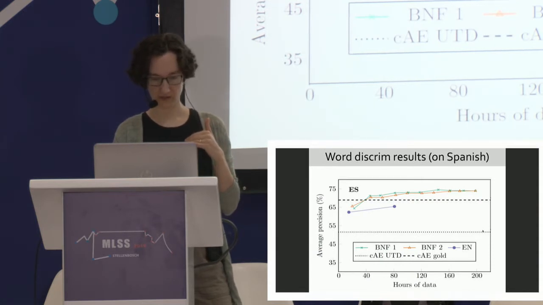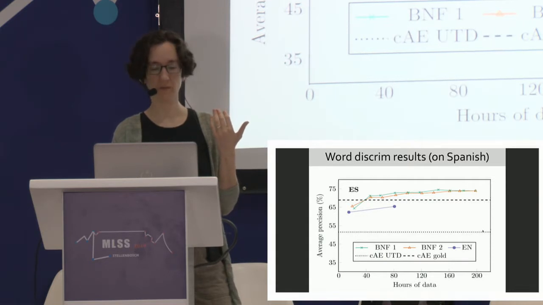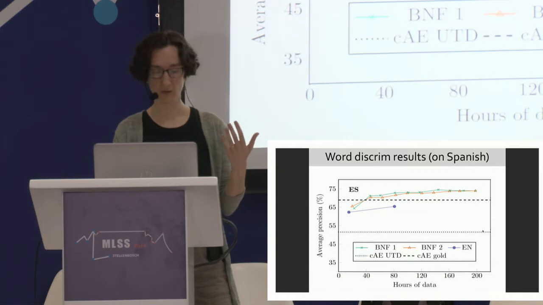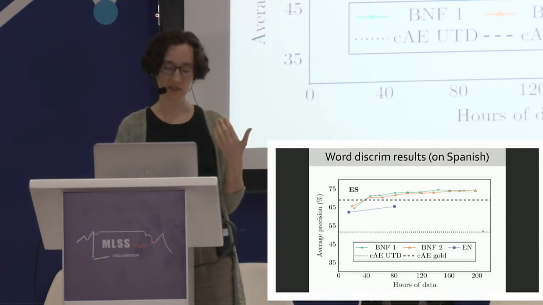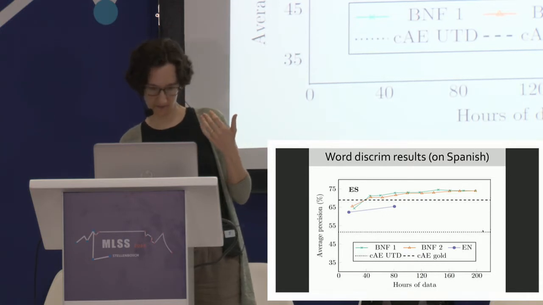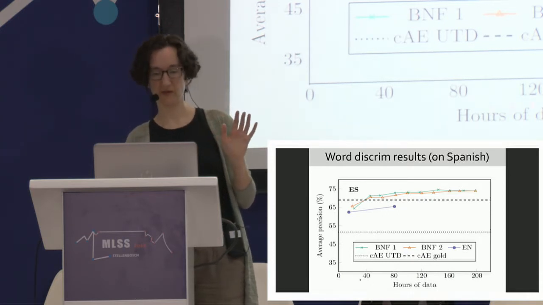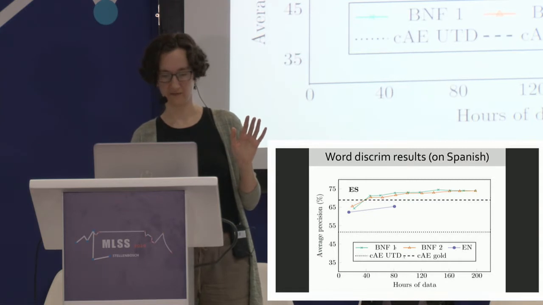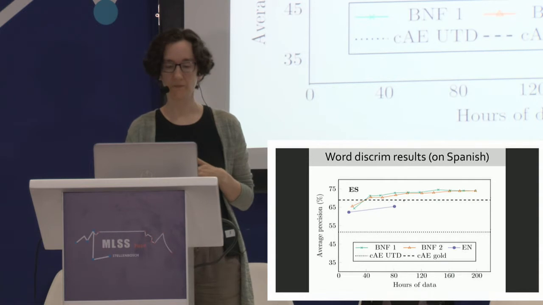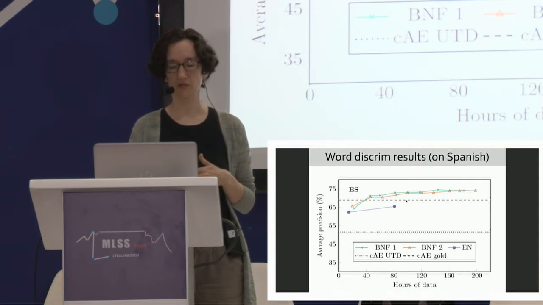There's a couple of baselines on here. There's our correspondence autoencoder features where we trained them on unsupervised word pairs. There's our correspondence autoencoder features where we trained them on gold standard word pairs, which you can see is better. But what you can also see is that with only 2 languages added, and each of these points indicates an additional language that we've added, we're already doing better than this.